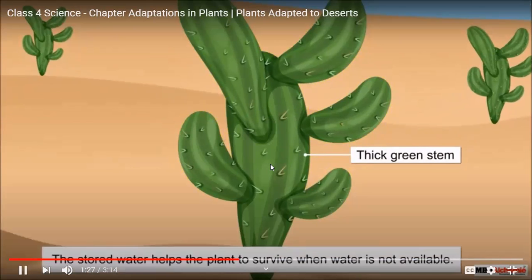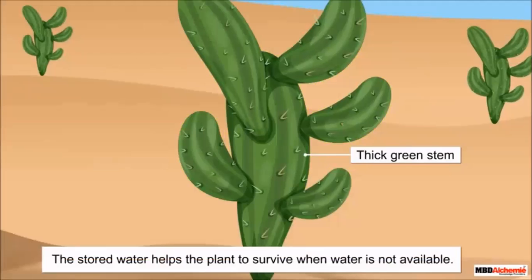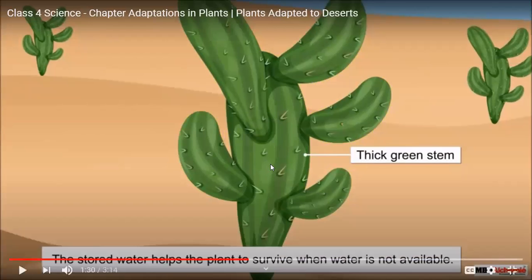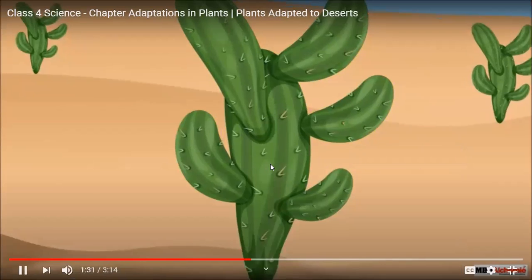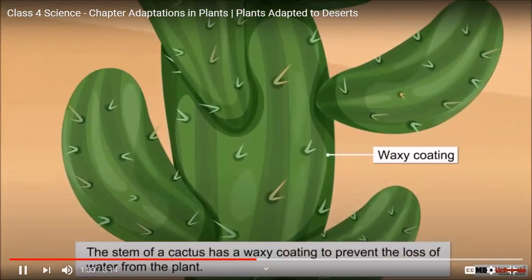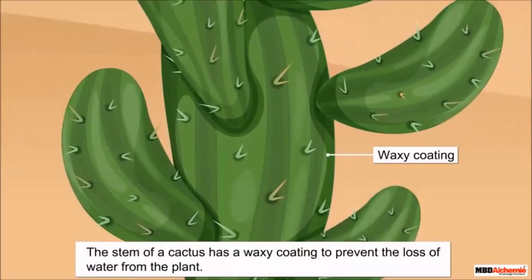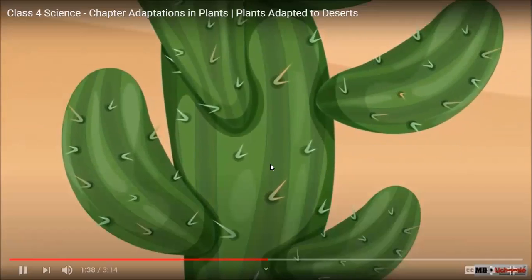Stored water helps the plant to survive when water is not available. So its stored water helps the plant to survive when water is not available. In addition, the stems also have a waxy coating, which prevents the loss of water from them.